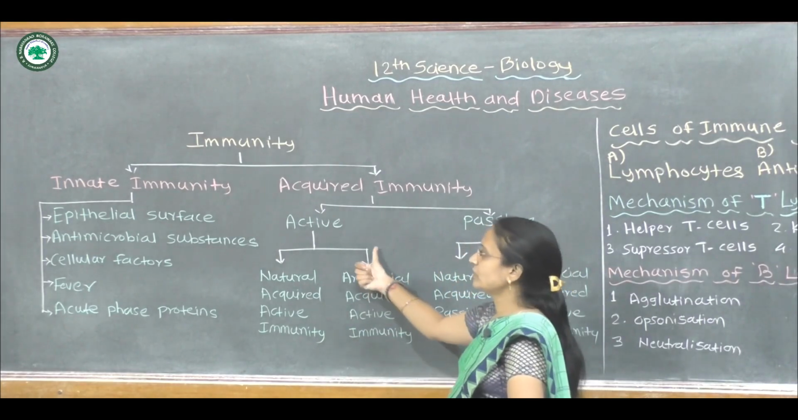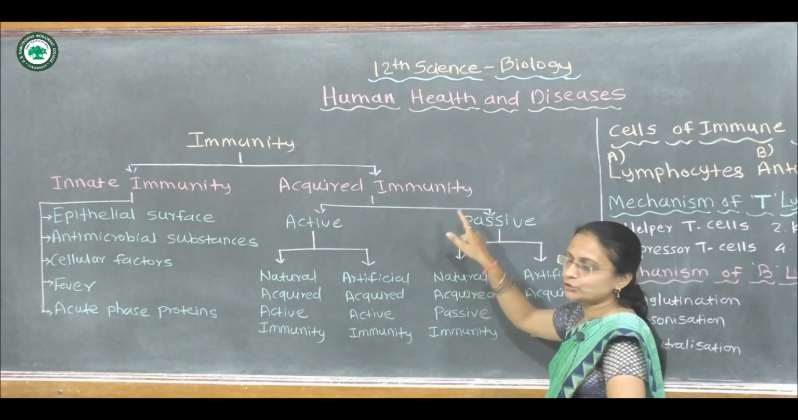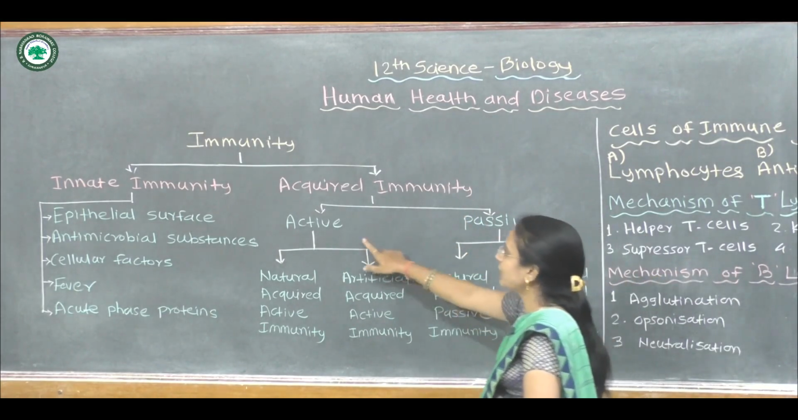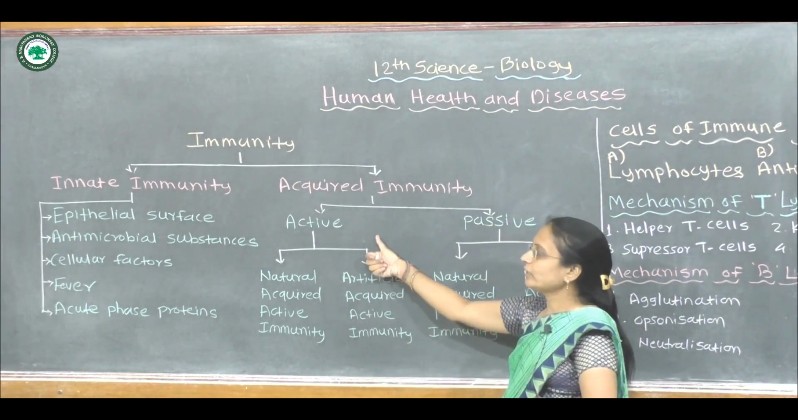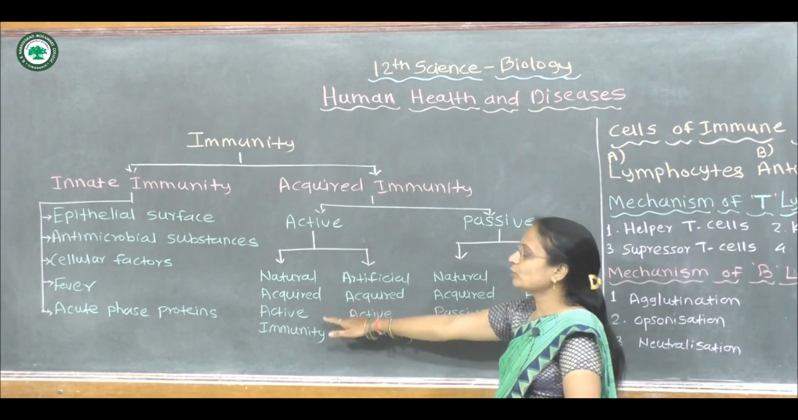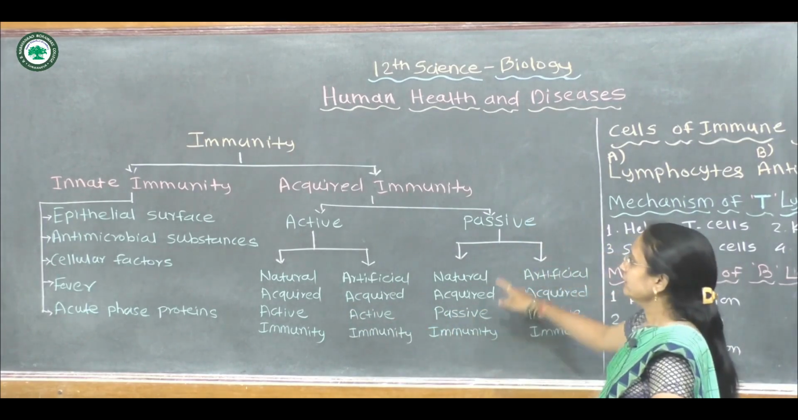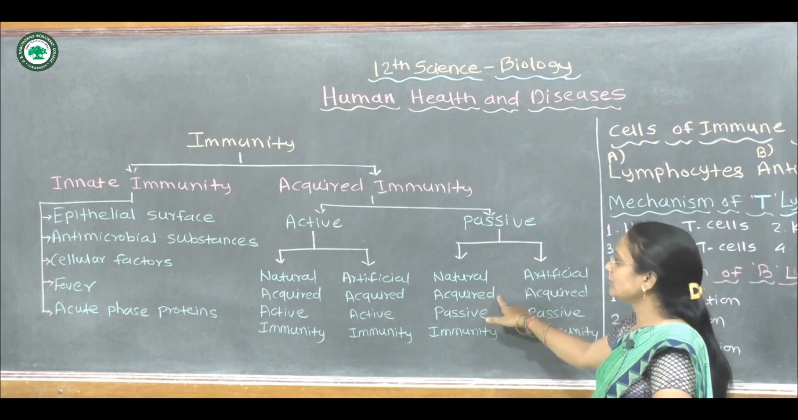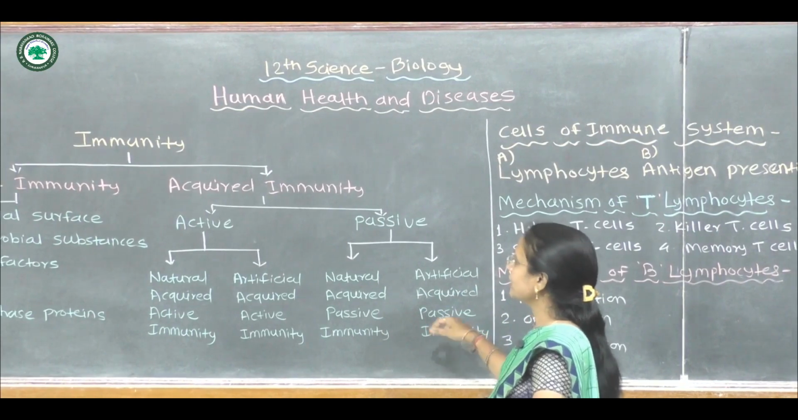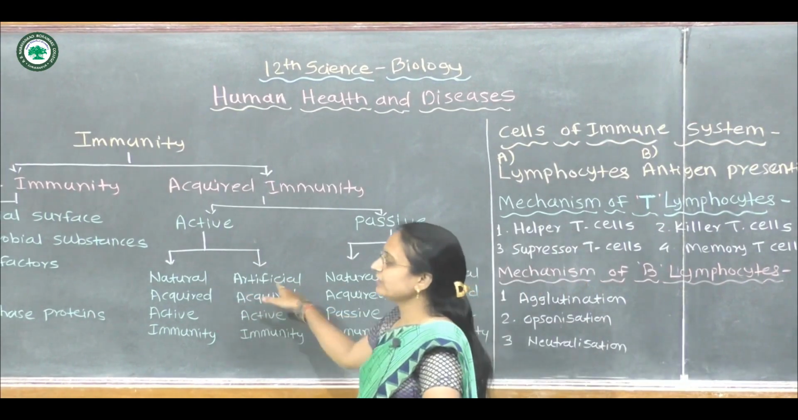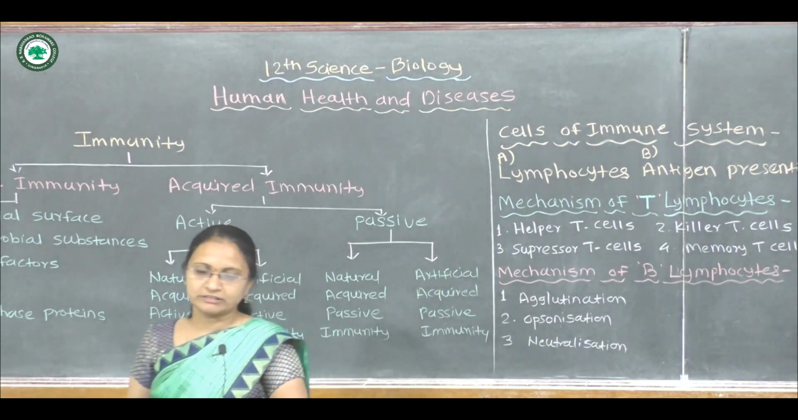Now let's come towards acquired immunity. Acquired immunity has two types, that is passive acquired immunity as well as active acquired immunity. Active acquired immunity is divided into natural acquired active immunity and artificial acquired active immunity. Then passive immunity is divided into natural acquired passive immunity as well as artificial acquired passive immunity. Both have natural as well as artificial types, and which type of cells work, and how, now let's see that.